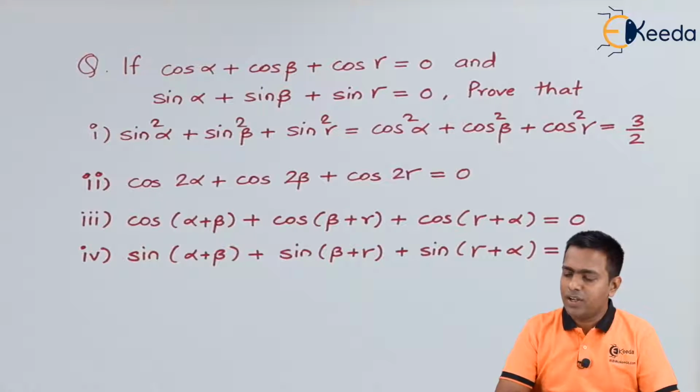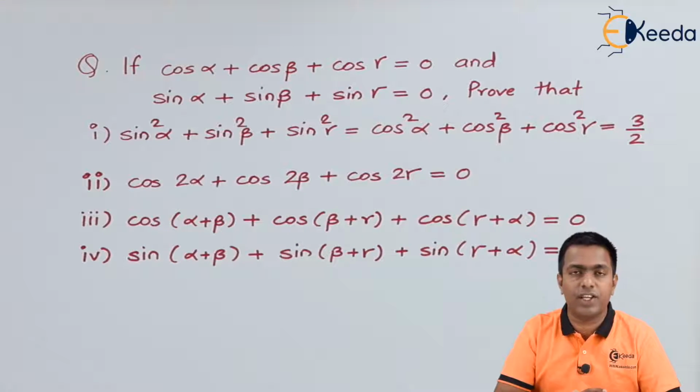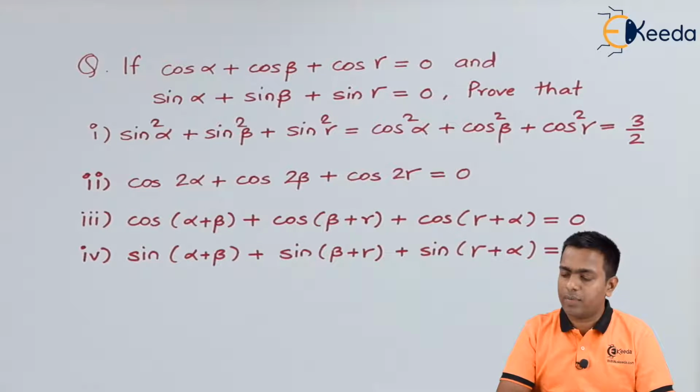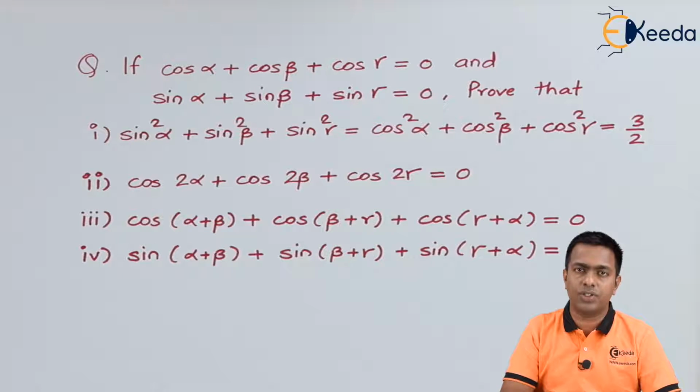Here cos alpha plus cos beta plus cos gamma is given as 0, and sin alpha plus sin beta plus sin gamma is given as 0. And guys, we have to prove that sin square alpha plus sin square beta plus sin square gamma equals cos square alpha plus cos square beta plus cos square gamma equals 3/2, and we have 3 more results. Now the question is how to get the solution.